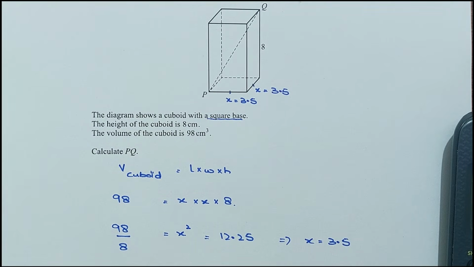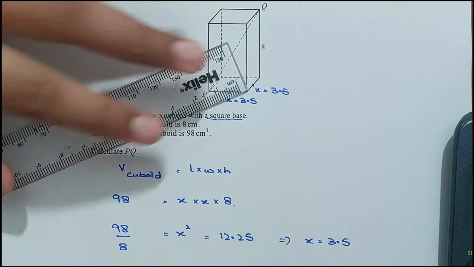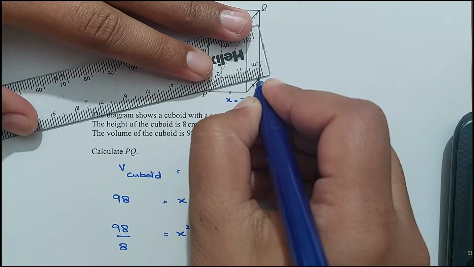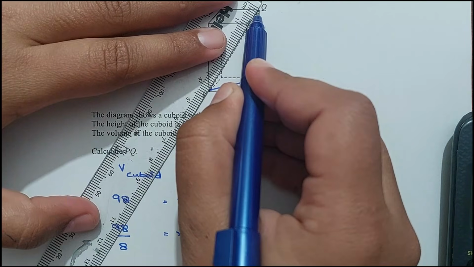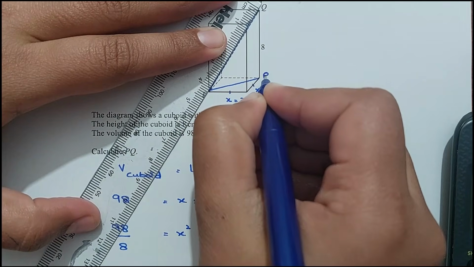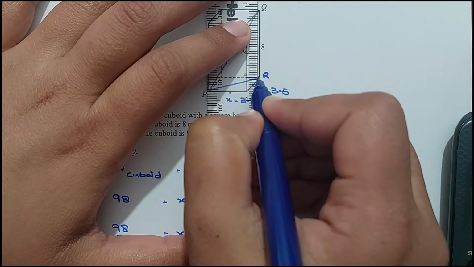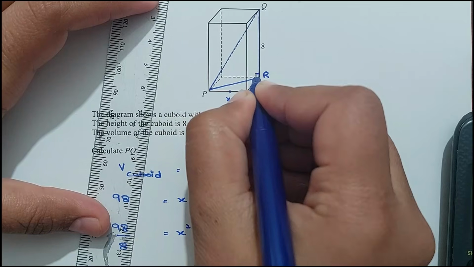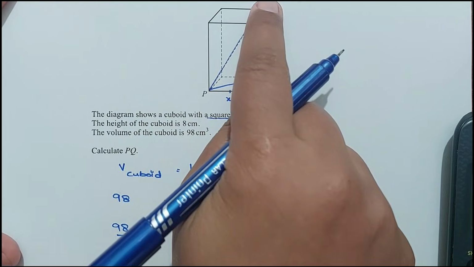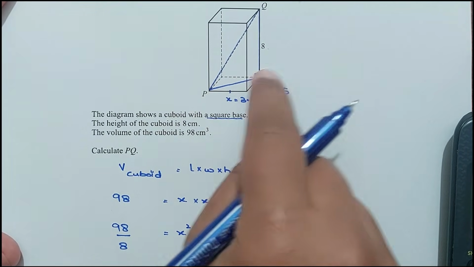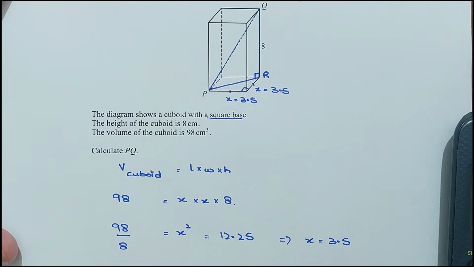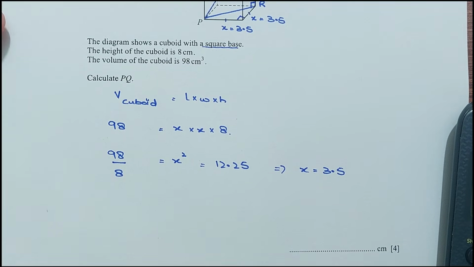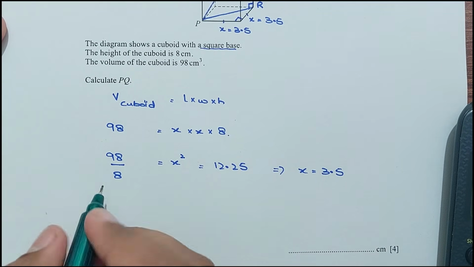Now let me connect P with this edge, right? And now this is a right angle triangle. PQ, and let's say this is R. We have this length 8. Let me solve for this; this is again a right angle triangle because it is a square base. So we can find the hypotenuse easily, this PR, right? Let me work on PR.